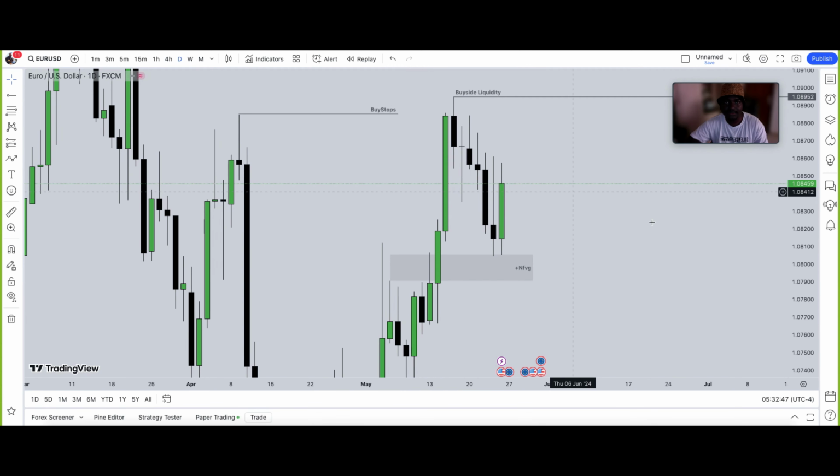Now listen guys, it is important for me to take into consideration that if you look at the daily time frame, after the raid of this high, there was a high at this point here.